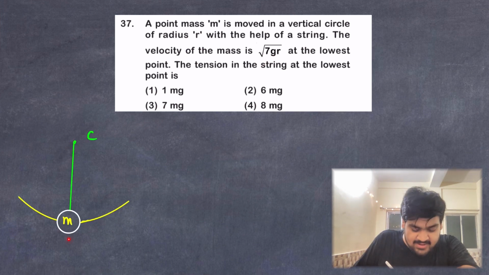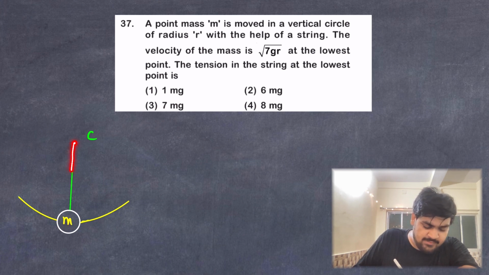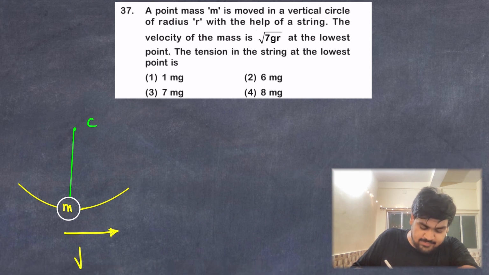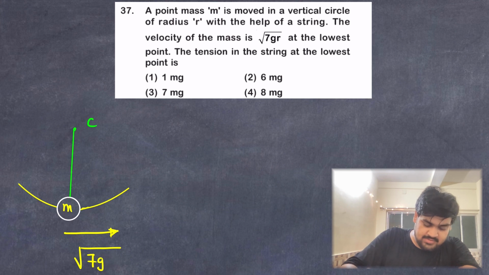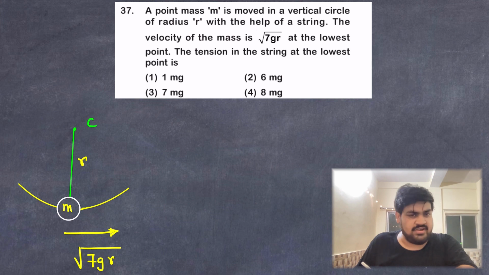So over here this particle is of mass m. The particle is actually traveling in this manner, right? And this is actually the lowest most position of the particle, and the particle is tied to the center with the help of this string. It's stating that the particle at this position is moving in this direction at a speed of under root of 7gr, where small r is the radius of the particle from the center. So we need to find the tension at the lowest most position.